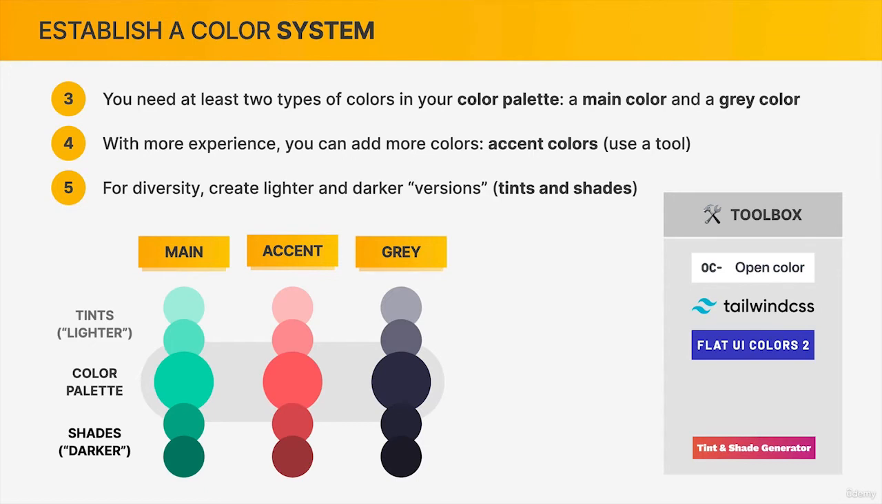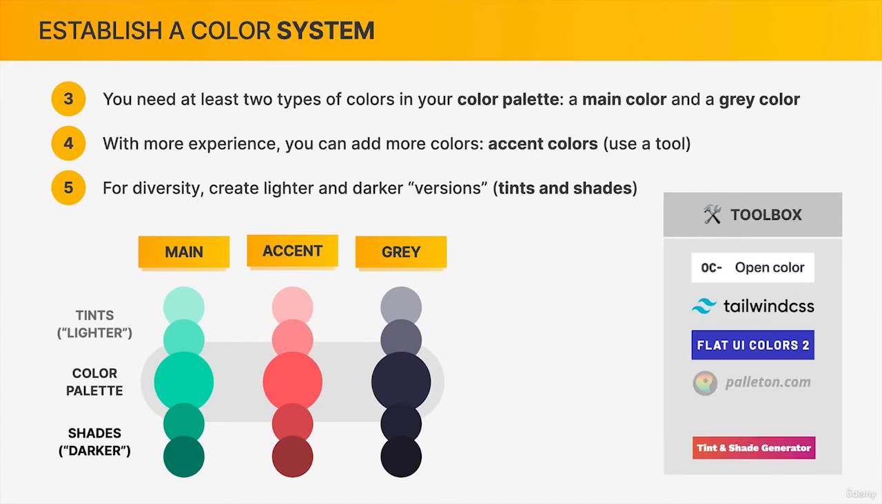Now, when you choose the open color system or the Tailwind colors, then they already come with these tints and shades included. Now, if you use some other tool or came up with the color yourself, then you can also easily create tints and shades by using a tool called Tint and Shade Generator. And since we're talking about tools, for rule number 4, so for creating a nice accent color, you should actually also use a tool for that, as I mentioned before, and not just create a random second color.